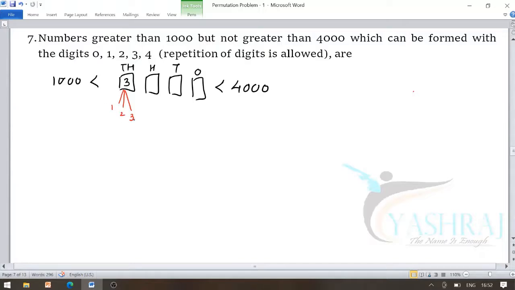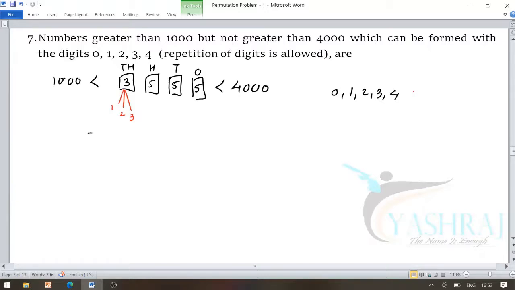Following which, the repetition is allowed, keep in mind. So among any 5 digits, like 0, 1, 2, 3, 4, we can fill in the hundreds place. So we have 5 ways. Following which, repetition is allowed, so we have 5 ways to fill up the tens place. And following which, repetition is allowed, so we have 5 ways to fill up the ones place.